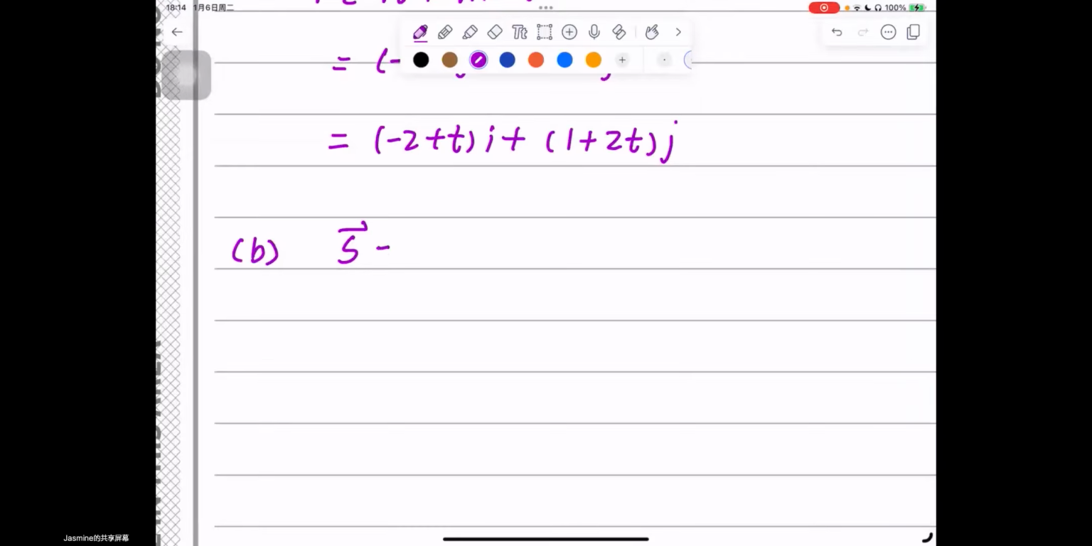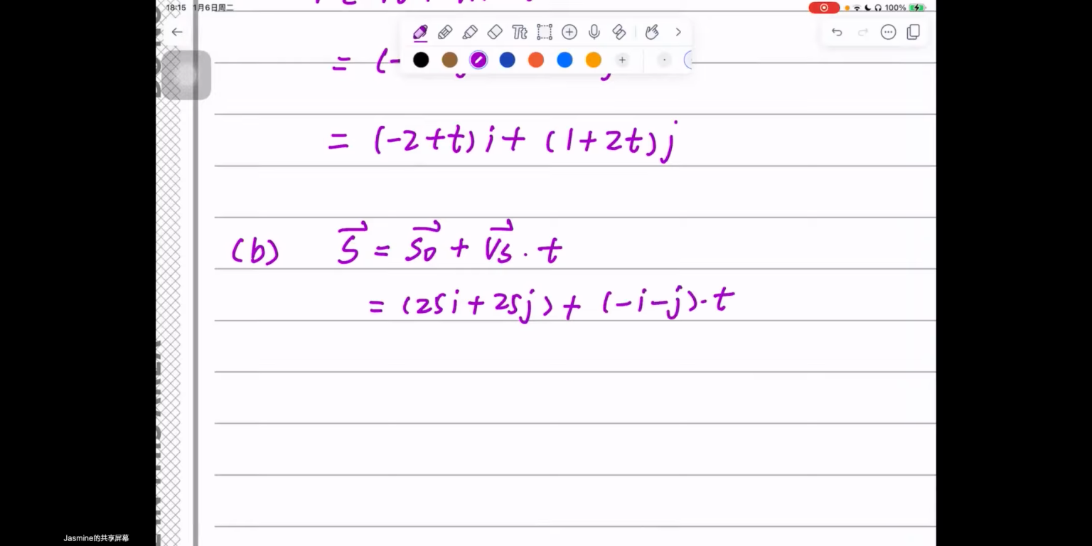So let's just change R into S to distinguish it from question A. Okay, and what is S0? It's the initial position vector of S, which is 25i plus 25j. What is the velocity? It is minus i minus j times t. And eventually you'll get (25 minus t)i plus (25 minus t)j.